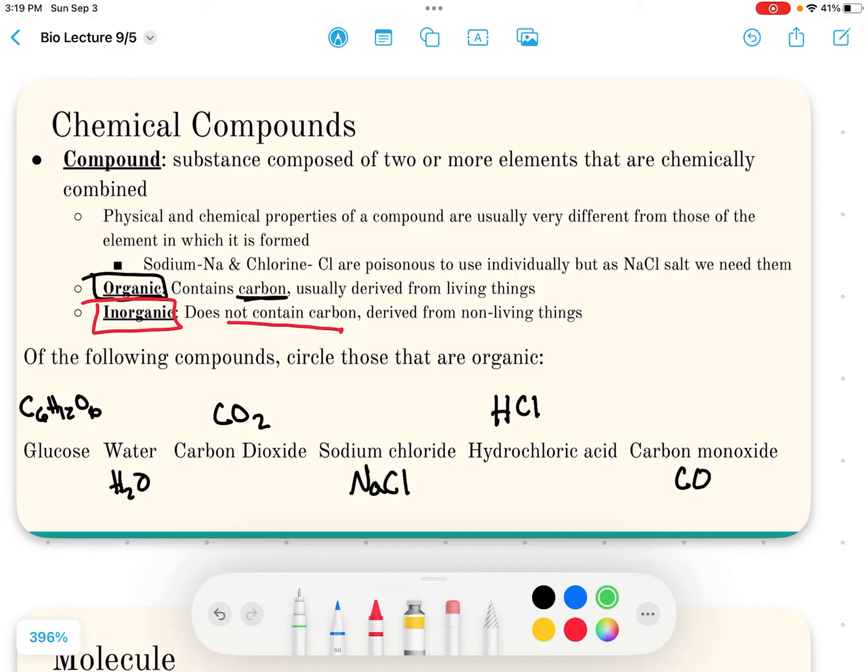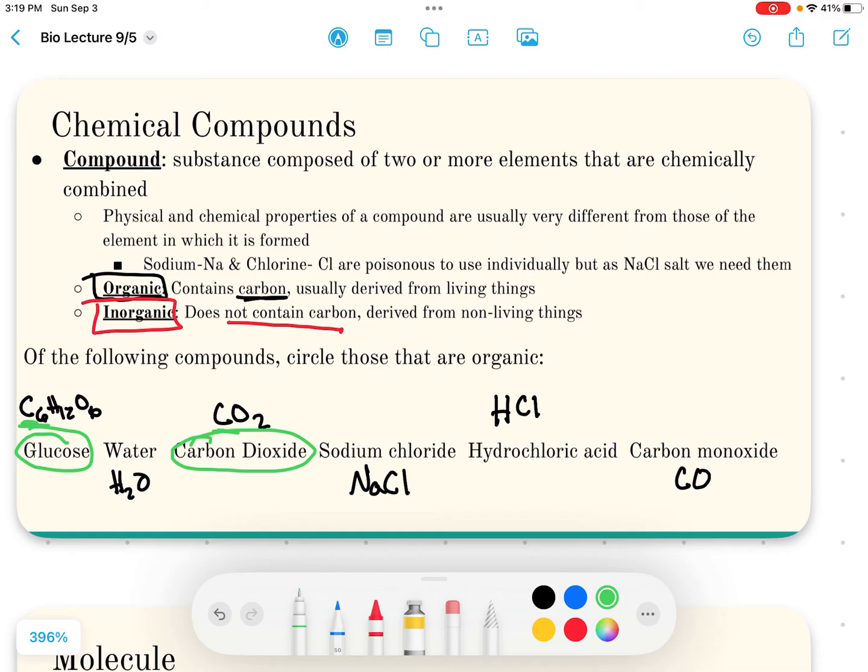So we have glucose, which has carbon in it, our lovely letter C. So glucose is organic. Water has no carbon in it, so it is inorganic, meaning it is non-living. We just talked about that in our last chapter. We have carbon dioxide, has our lovely little C in it. That is organic. It comes from living things. We breathe out carbon dioxide.